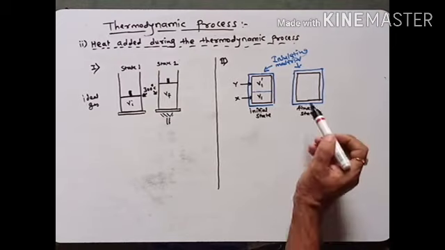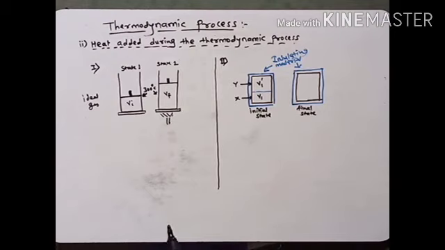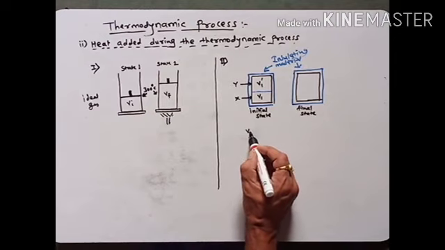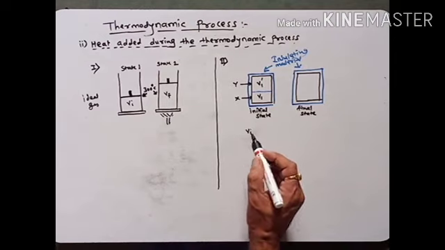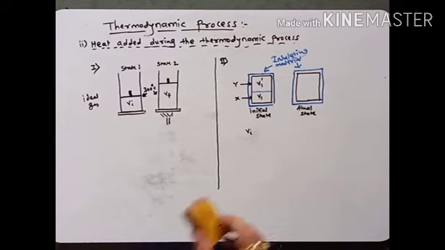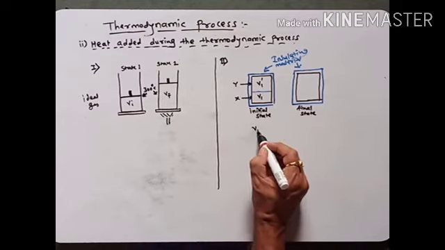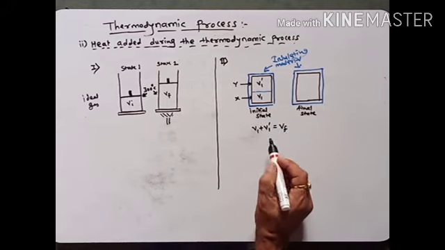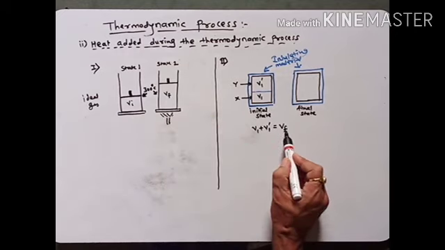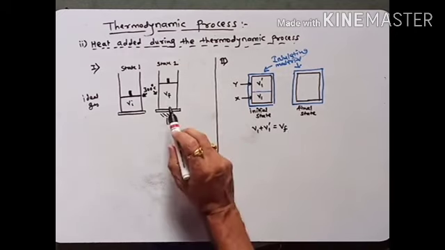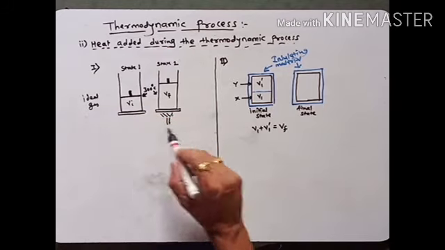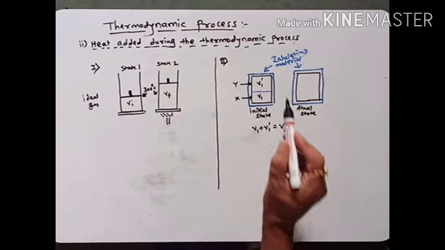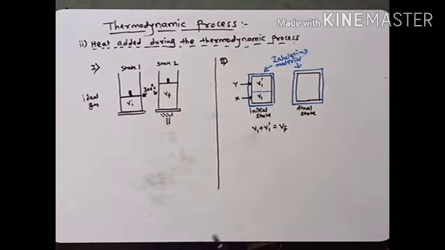Suppose this is the initial state and this is the final state. Now the initial volume Vi is V1 plus V1 dash, which is equal to Vf. That means this volume Vf and this volume Vf are the same. So the final state in the first case is the total volume Vf equal to V1 plus V1 dash.